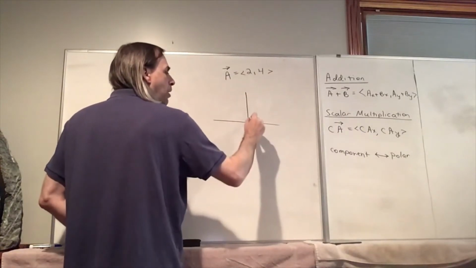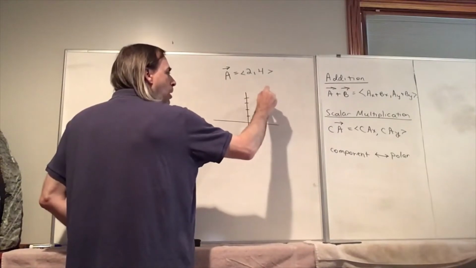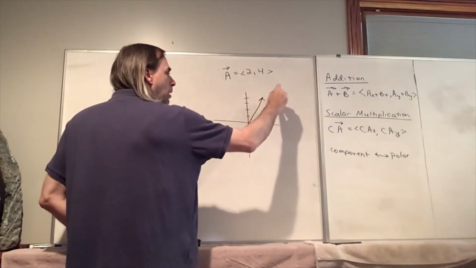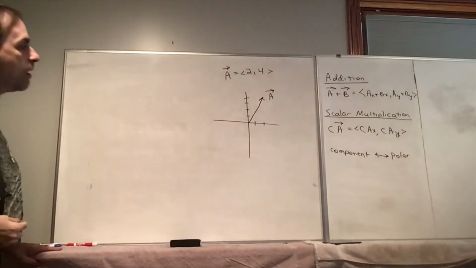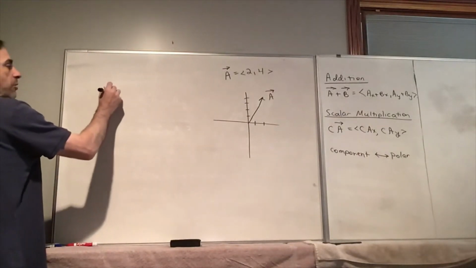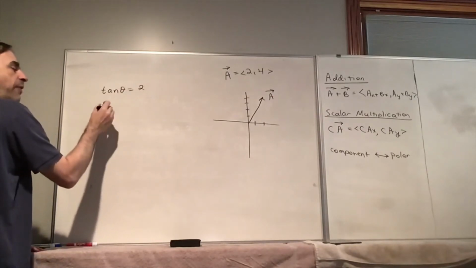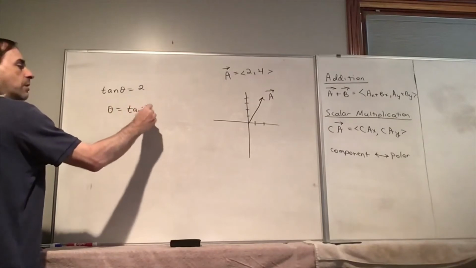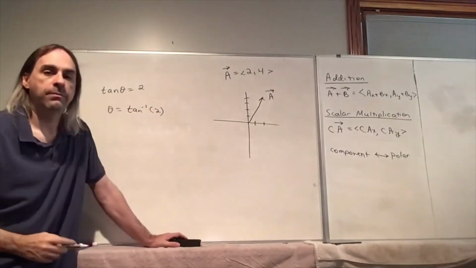Yeah, I'd say we go over 2 and up 4. Okay, so there's our vector A. And if I tell you tangent of theta is 4 over 2, or 2, if I tell you theta is equal to the inverse tangent of 2, do you know what theta is?